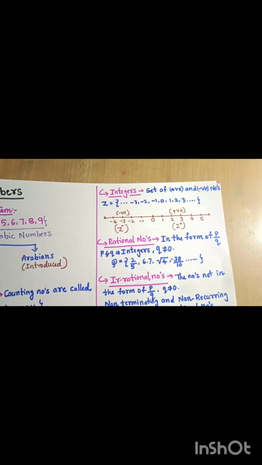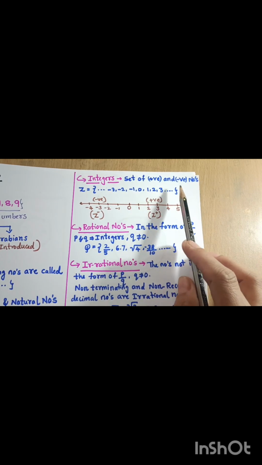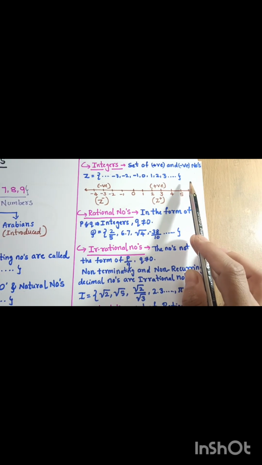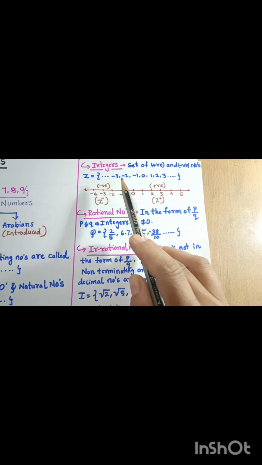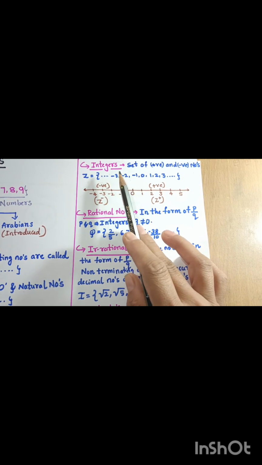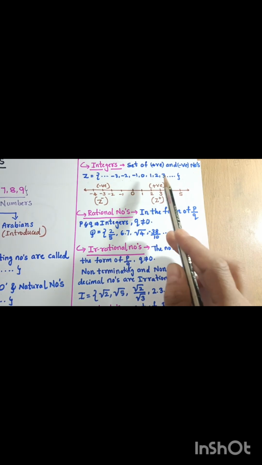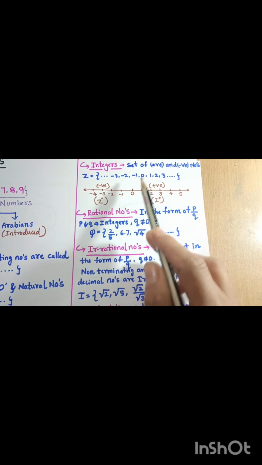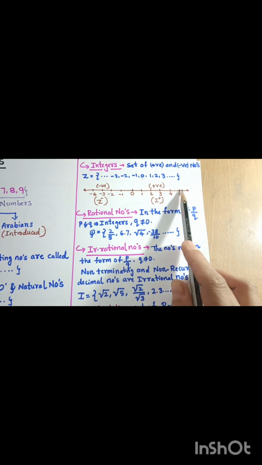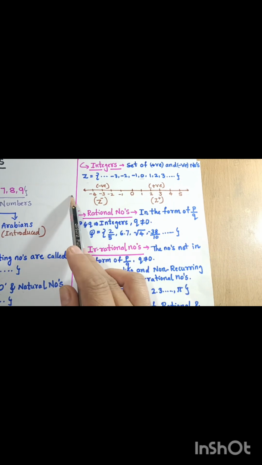Now next, move to the integers. Integers means the set of positive and negative numbers, and it is denoted by Z. What are the integers here? Integers have negative numbers also, that is -1, -2, -3, and positive numbers also, like +1, +2, +3, and so on, and including 0. The middle number is 0. When you see the number line of the integers, the middle is 0, and on this side you get all positive numbers, and these are all negative numbers.